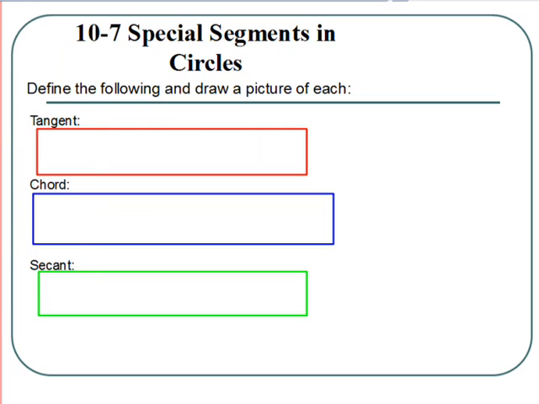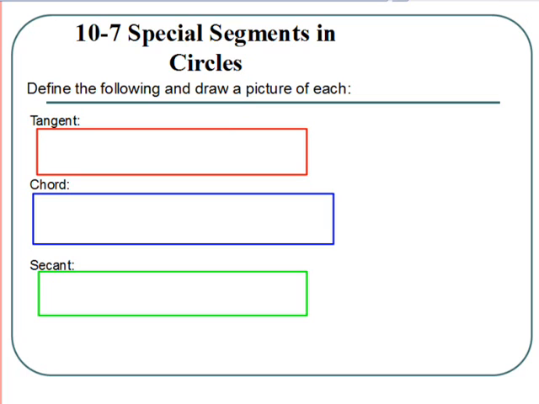Alright everybody, welcome to the 8K notes on segments and circles. We're going to start off this section of notes doing what we've done in every section, and that is defining and drawing a picture of tangent, chord, and secant. It's important that we know these vocab words and know the differences between them because they're used in the directions or they're used in information in the problem.